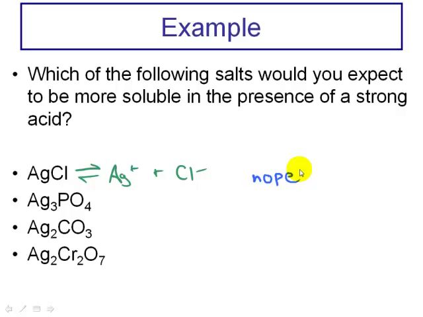What about the Cl minus? It is an insignificantly weak base. You guys see how chloride is a negative ion, right? Yeah. So in principle, it could accept a proton. However, chloride is the conjugate base of the strong acid hydrochloric acid. Therefore, this is insignificantly weak and is not going to react with a strong acid. Therefore, because this doesn't react, it doesn't get used up, it does not shift the position of equilibrium, and so this will be just the same solubility in strong acid as it will be in neutral solution.